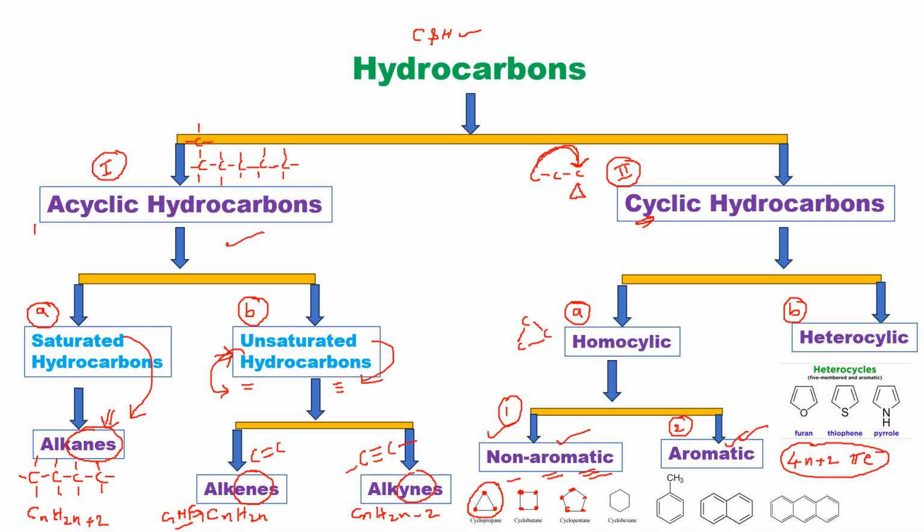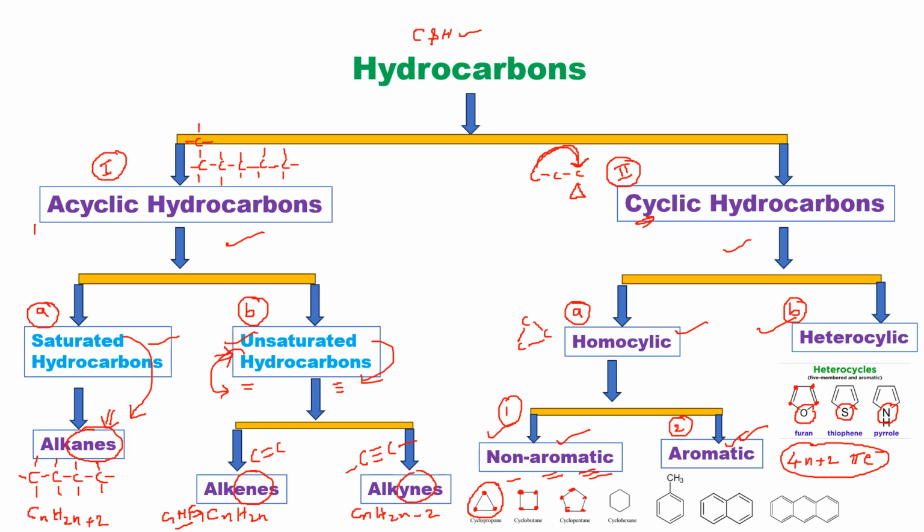So like this, acyclic hydrocarbon compounds are classified into saturated and unsaturated. Similarly, cyclic is classified into homocyclic and heterocyclic. Then what do you mean by hetero? Hetero means the ring is made up of carbon and atoms other than carbon, like oxygen, sulfur and nitrogen. Hetero means different atoms are incorporated or present in that chain. Then we call it heterocyclic.